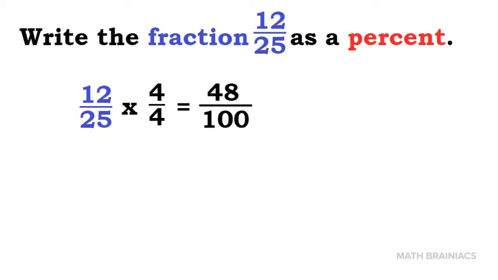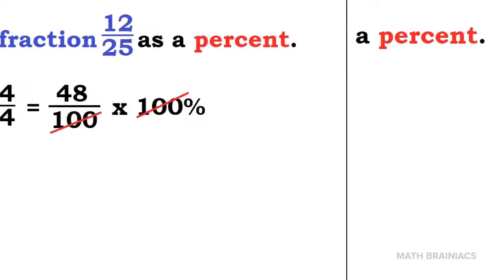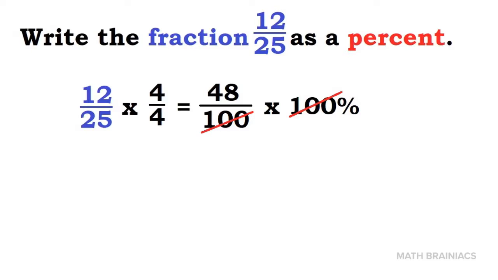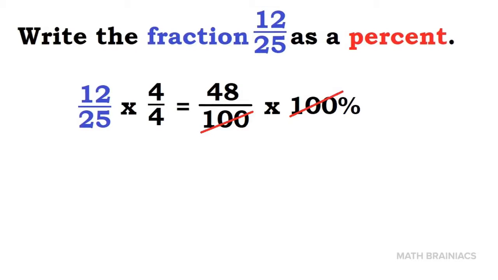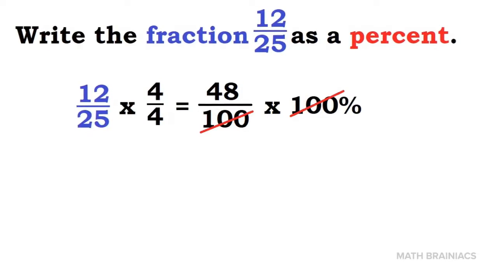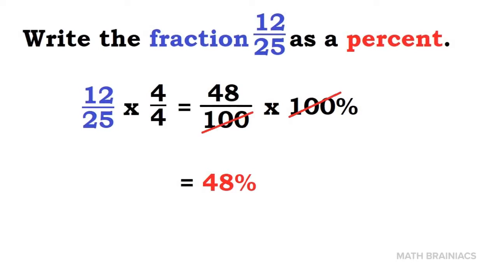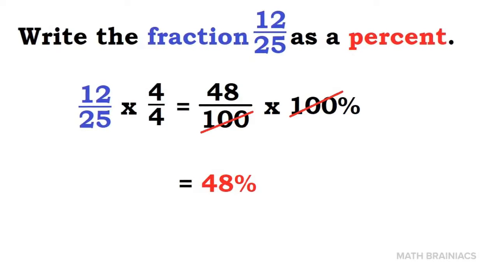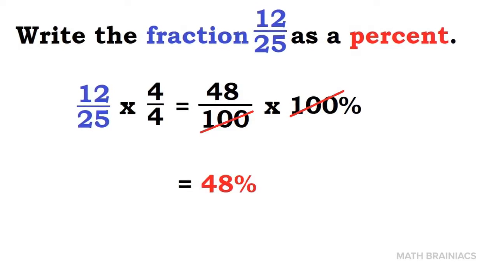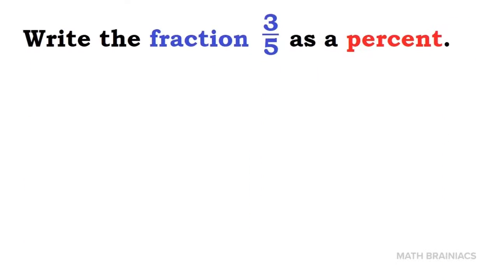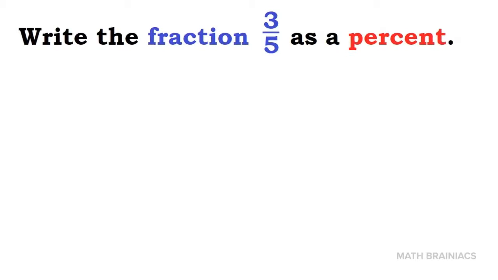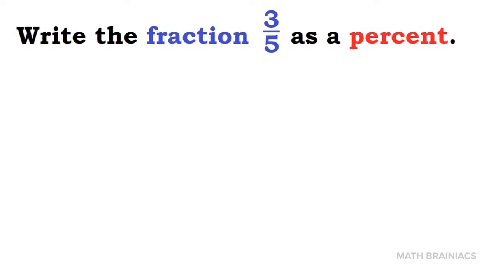And 12 times 4 is 48. Multiplying 48 over 100 by 100%, we can straight off cancel out the 100. Relevantly, the percent of fraction 12 over 25 is 48%. Let us work on another example so that you can fully understand the lesson. Write the fraction 3 over 5 as a percent.